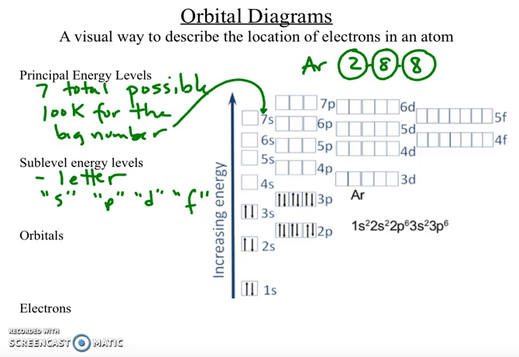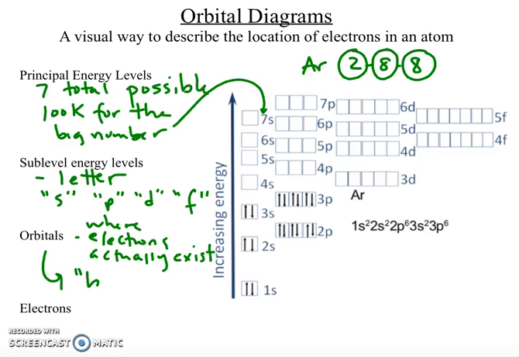Orbitals are the place where the electrons actually exist. And in an orbital diagram, an orbital is a box. Okay? So all these boxes, all these single boxes that you see represent a single atomic orbital, a single orbital where we can find electrons.